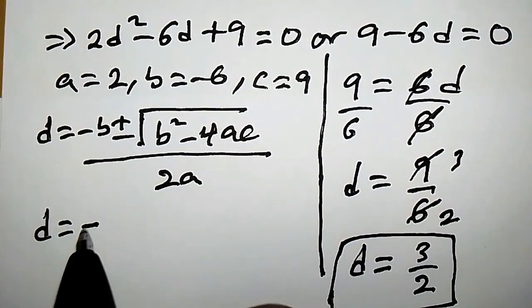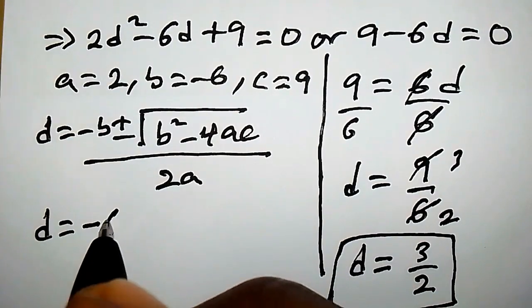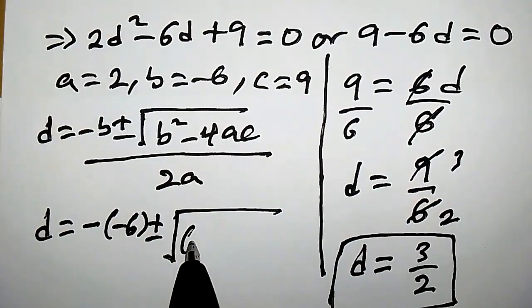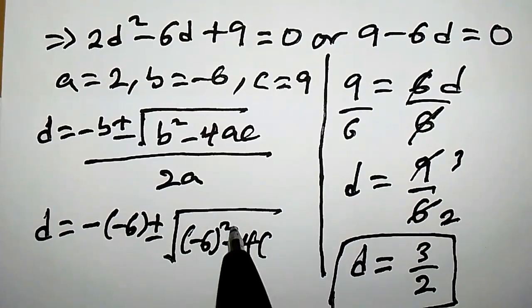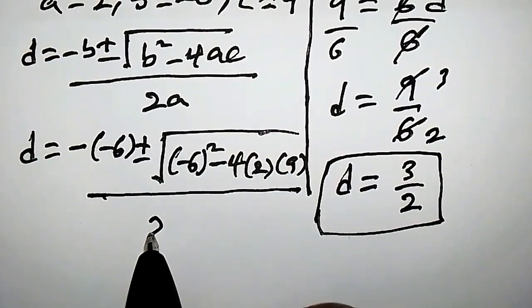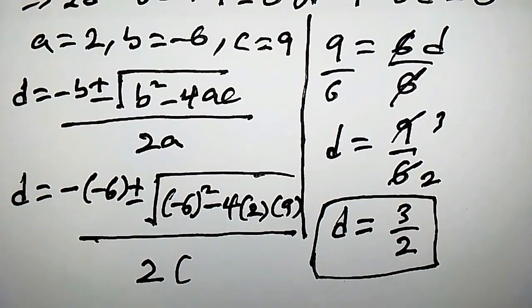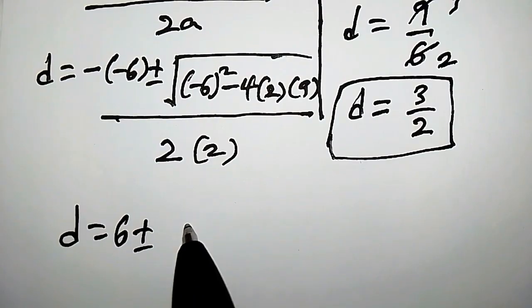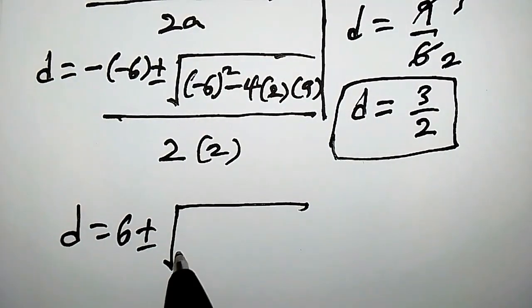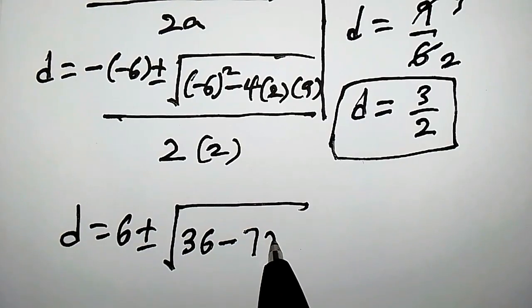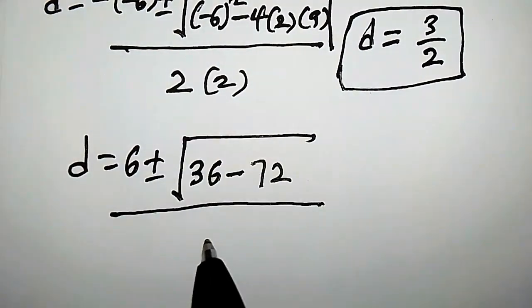D is equal to minus, what is B? B is -6, plus or minus the square root of B^2, that will be (-6)^2, minus 4 times, what is A? A is 2, times C, which is 9. Let's continue. Everything divided by 2 times the value of A, that is 2. D is equal to minus times minus 6, that is 6, plus or minus the square root of (-6)^2, that is simply 36, minus 4 times 2, that is 8, 8 times 9, that is 72. Everything divided by 2 times 2, that is simply 4.